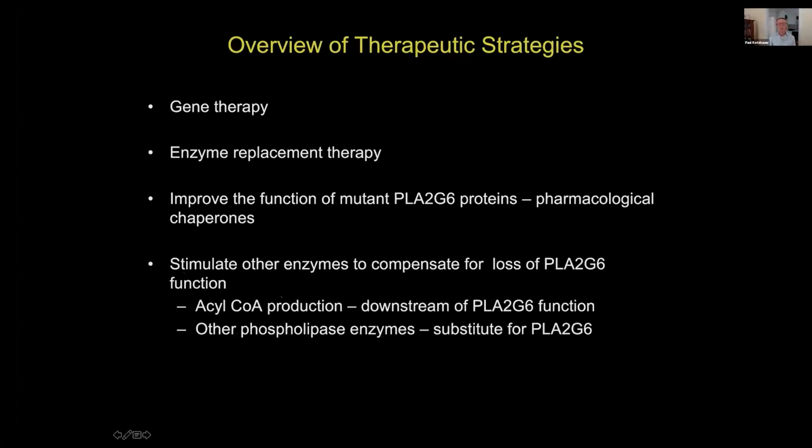But other strategies would be, can you think about downstream consequences and come up with ways to stimulate other enzymes to compensate for the loss of PLA2G6 function. And so we've also thought about those approaches as well and pursued some of those. There are challenges, of course, in all of these approaches. There are significant challenges in the ability to target gene therapy throughout the brain, and similar challenges for enzyme replacement therapy, which is probably even less well developed in terms of targeting at least proteins or enzymes that are not lysosomal enzymes. And we'll talk about the challenges of the pharmacologic chaperone approach as well.